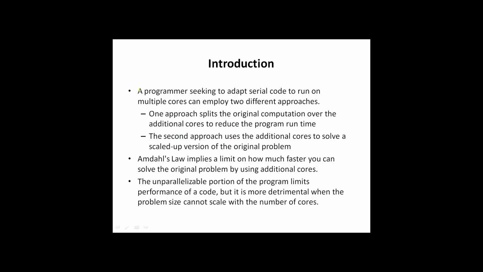Basically, in the previous slide we discussed most of this: we have to convert our code, which runs in serial mode, so that it can run on multiple cores. If we want to run it on multiple cores, we can use two different approaches. One approach splits the original computation over the additional cores to reduce the program runtime. The second approach is to use the additional cores to solve a scaled up version of the original problem.